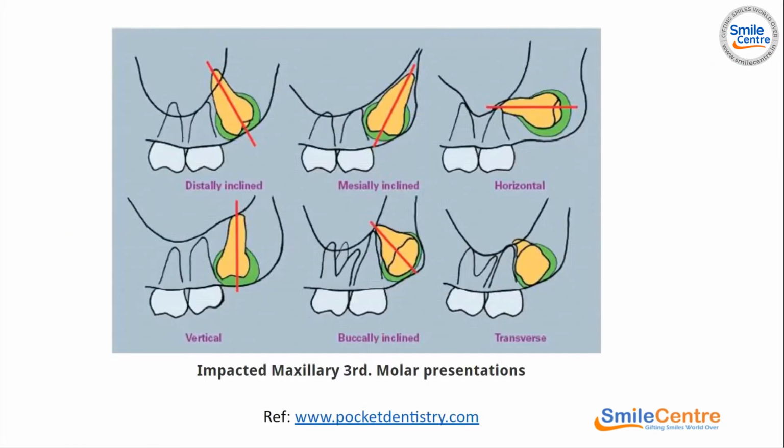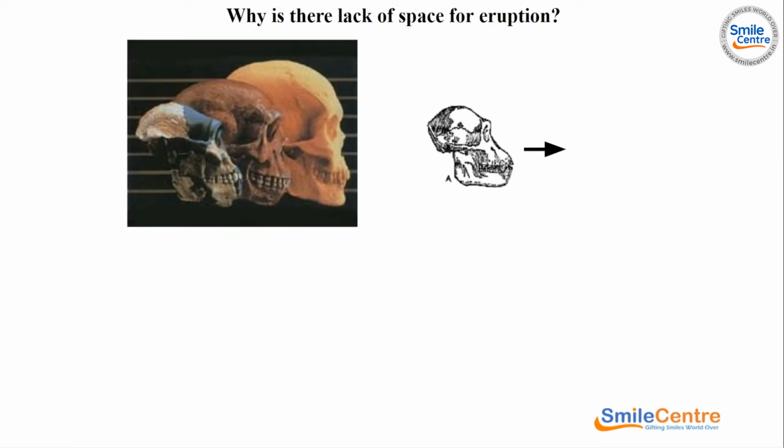So, why is there lack of space for eruption? Now, we are supposed to have evolved from apes. For those of us who follow science very intently, we know that evolution is something which is happening among all living beings on the planet, including humans. So we are supposed to have evolved from apes. Humans, that is the species called the Homo sapiens, we are supposed to have evolved from apes.